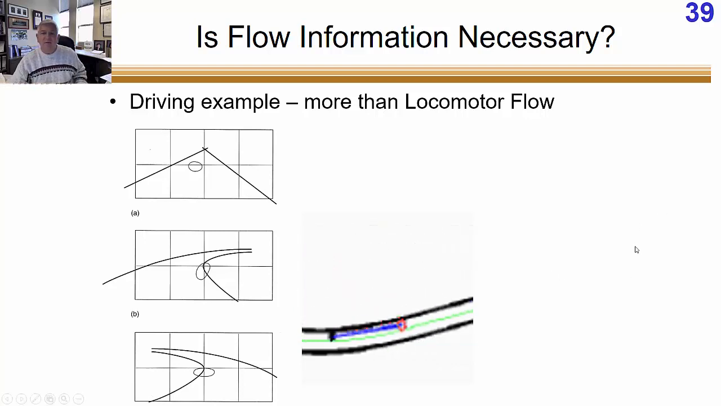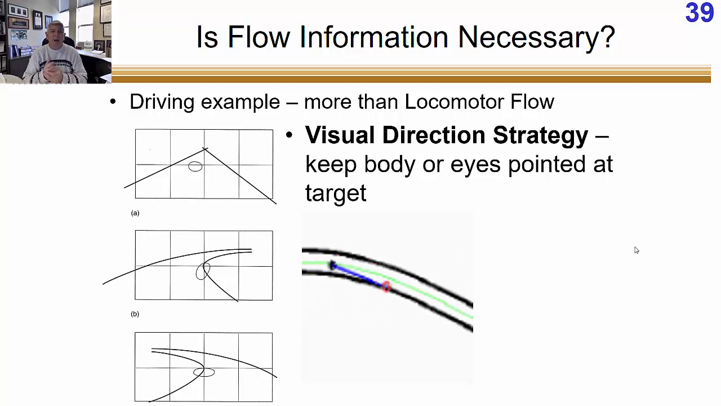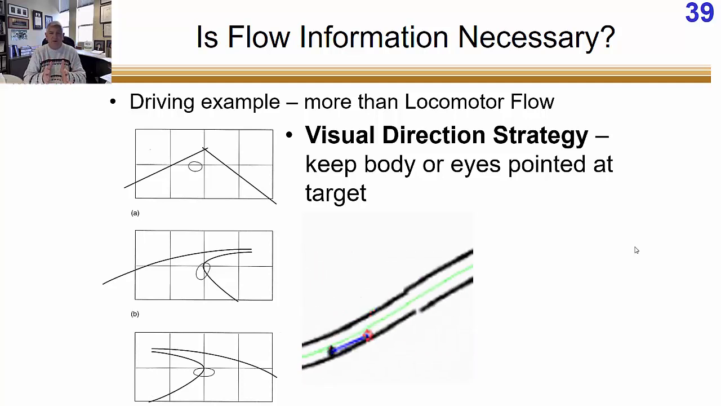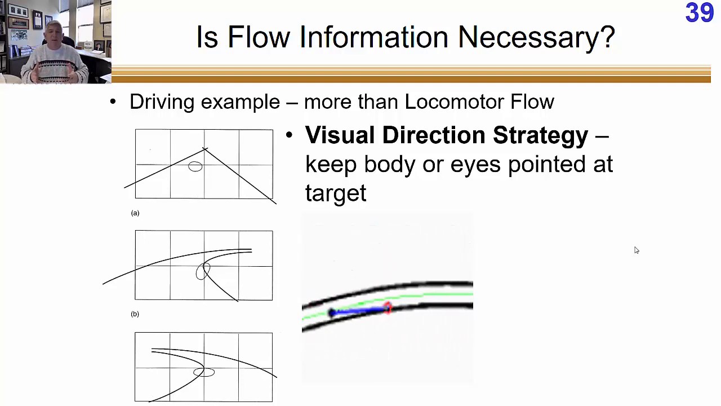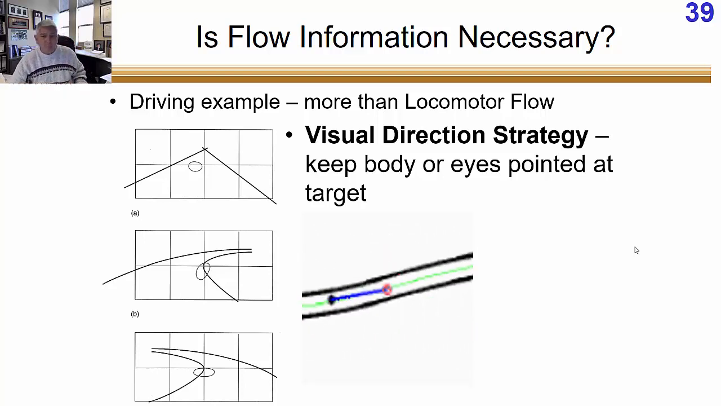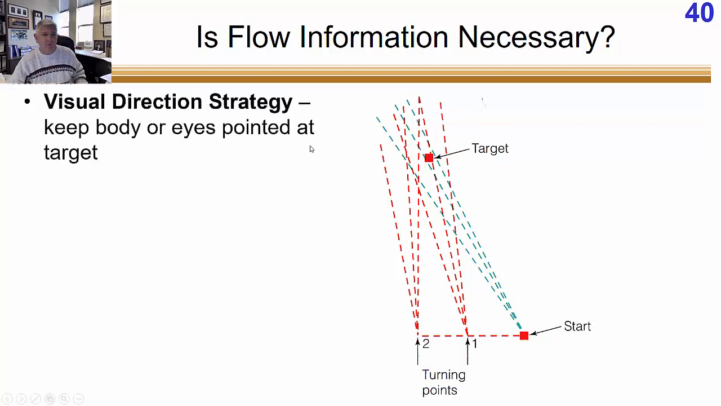And so this is called a visual direction strategy. We tend to keep our body and our eyes, here we're looking at just the eyes because we're in a car, but if we were walking, we keep our body pointed at our target. And so we can measure how good we are at this, and we're really good at it with this experiment. So this is an experiment for visual direction strategy, and we have a group of volunteers at this start point, and we have a target over here.